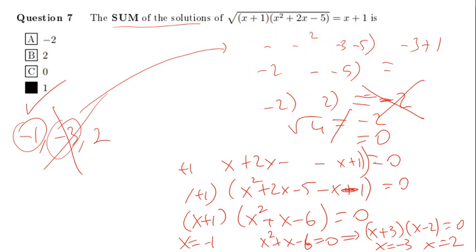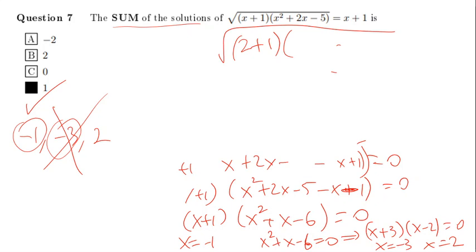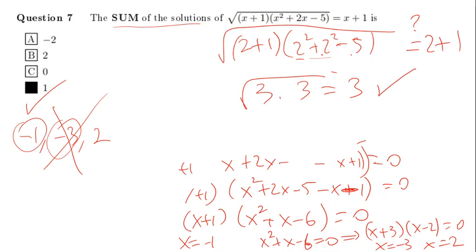So what we have here is 2, the next one. When you try 2, you will get 2 plus 1 times the square root of 2 squared plus 2 times 2 minus 5. Is it equal to 2 plus 1? Now this is 3. So 4, 4, 8. 8 minus 5 is 3. Correct. So the real solutions are 2 and minus 1. And when you add them, you'll get 1.